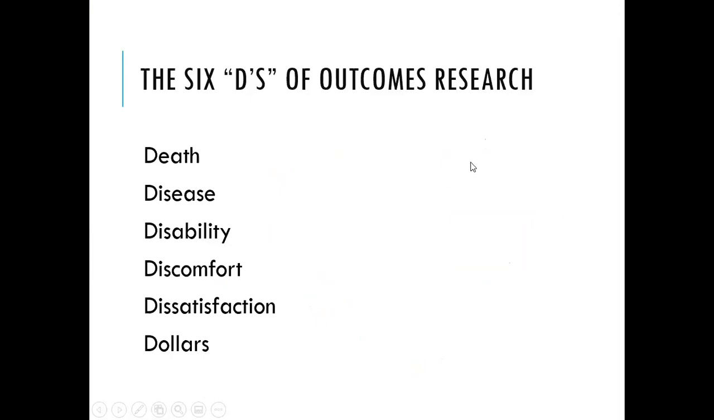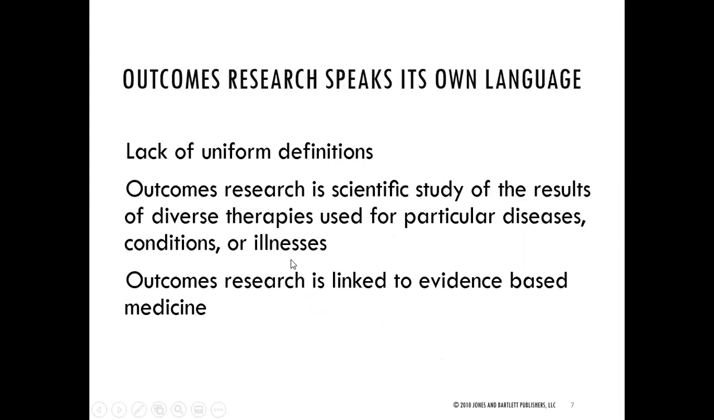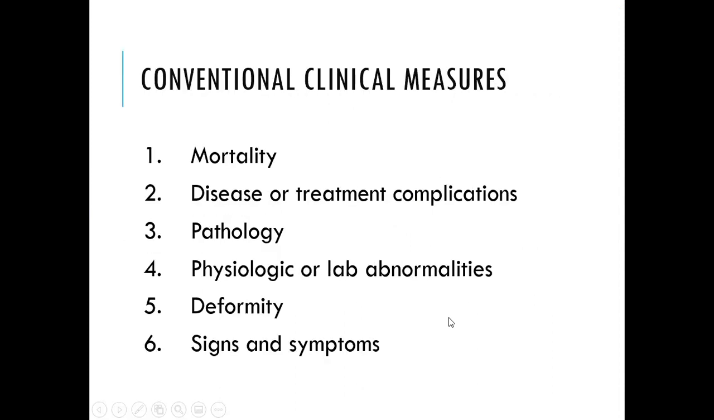And we talked about the 6 D's of outcome research, which involve death, disease, disability, discomfort, dissatisfaction, and dollars. Now, as per the Agency for Healthcare Research and Quality, outcome is based on what works, what doesn't work, at what time it works, and what is the cost involved with it. So we do not have any uniform definition. Outcome research is the scientific study of results of diverse therapies for a particular disease, condition, or illness, and this is linked to evidence-based medicine.